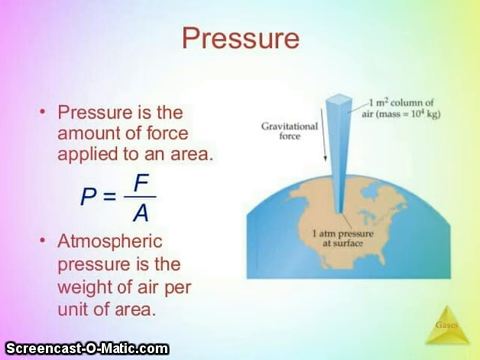So let us start with pressure. Pressure is the amount of force applied to an area. It is represented as P is equal to F by A with the mathematical formula. So, atmospheric pressure is the weight of air per unit of area.